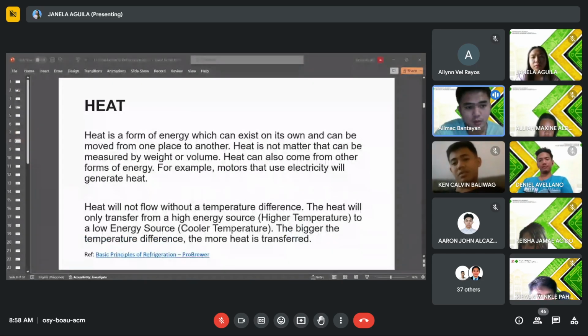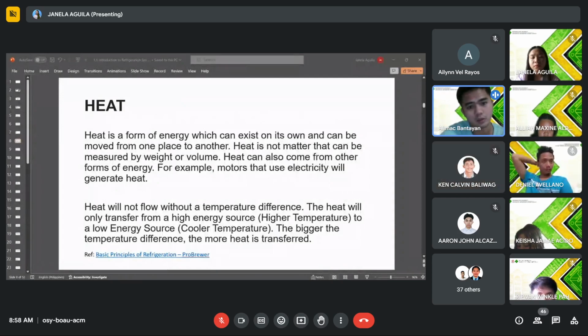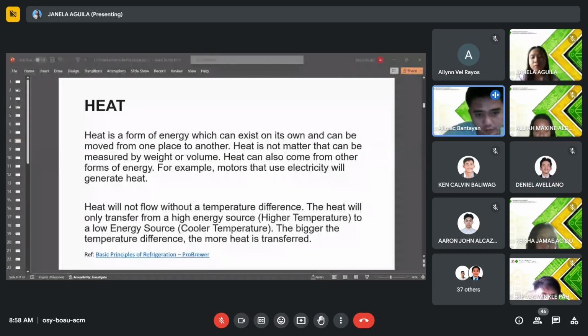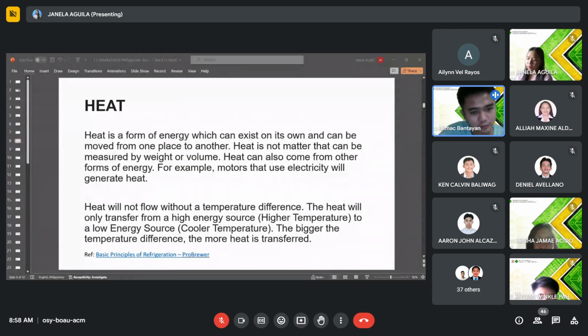So sa heat naman po, heat is a form of energy which can exist on its own and can be moved from one place to another. Heat is not a matter that can be measured by weight or volume. Heat can also come from other forms of energy. For example, motors that use electricity will generate heat. Heat will not flow without a temperature difference. The heat will only transfer from a high energy source, high temperature, to a low energy source, or cooler temperature. The bigger the temperature difference, the more heat is transferred.